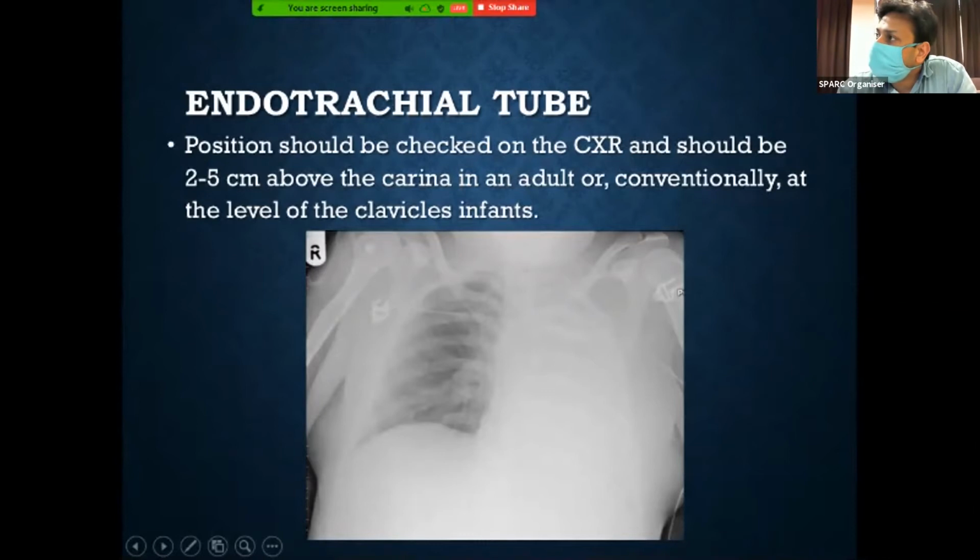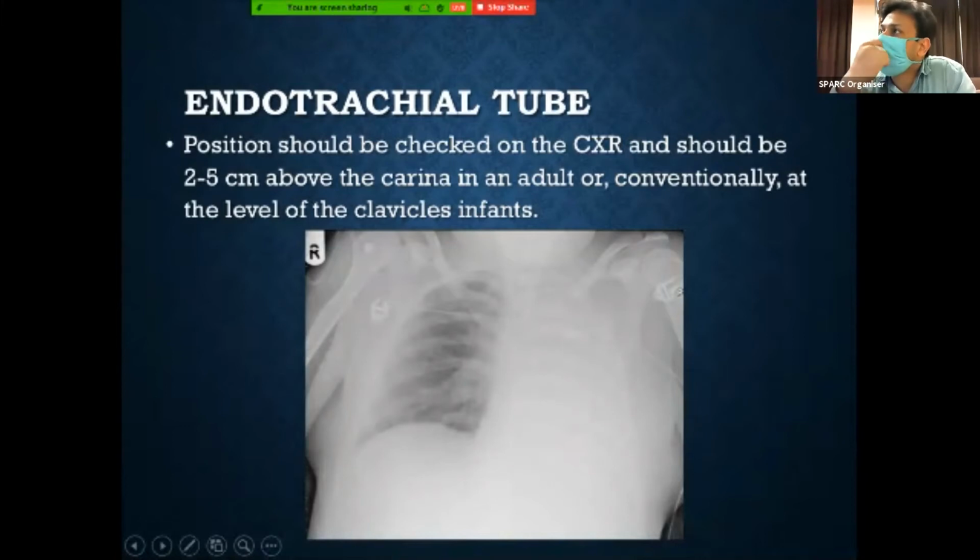The endotracheal tube has been inserted too far and it is going into the right bronchus. So what's happening? Only the right lung is aerated. The air is not entering into the left lung, and the left lung is totally collapsed and white out. So the endotracheal tube should be 2 to 5 centimeter above the carina, or in the neonates it should be at the level of the clavicles.